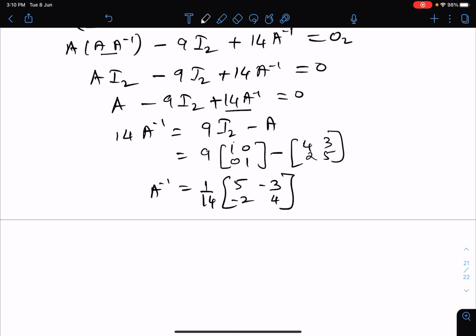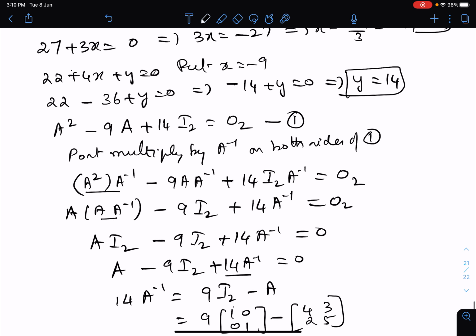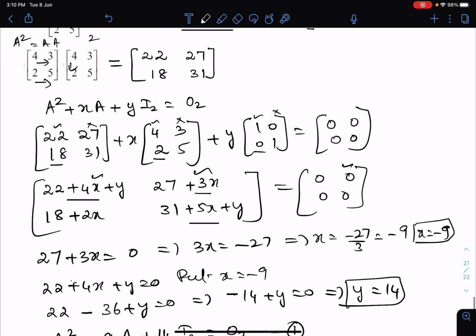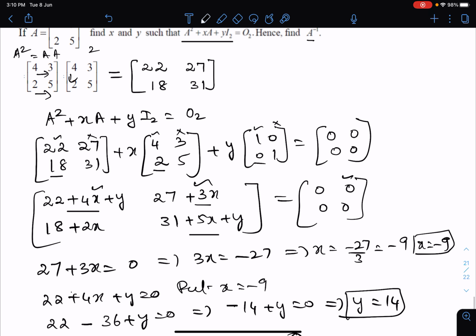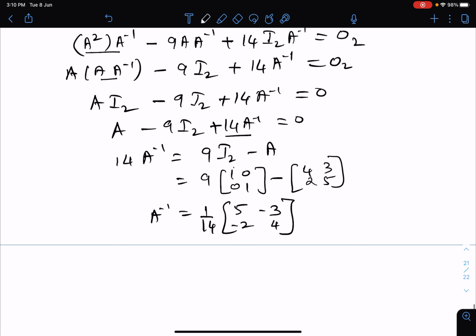Okay, so we have found out the A inverse without finding the adjoint. You can also verify by taking A, whether your determinant of A is 14 and what your adjoint A is. Okay, so this is another method for finding A inverse when an equation is given.